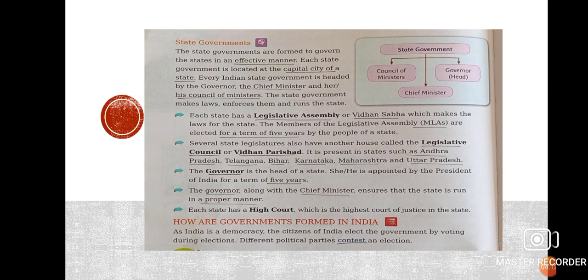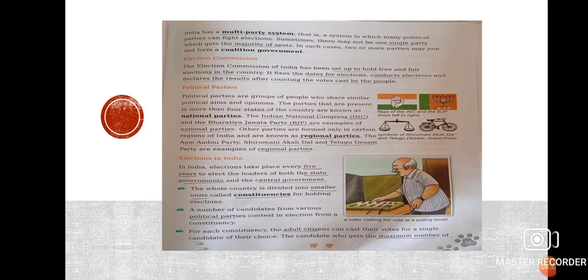Now, do we know how government is formed in India? Now in this topic we are going to see that. As India is a democracy, the citizens of India elect the government by voting during election. Different political parties contest an election. Contest means take part in election. India has a multi-party system, that is a system in which many political parties can fight election. Now underline multi-party system, a system in which many political parties can fight election.